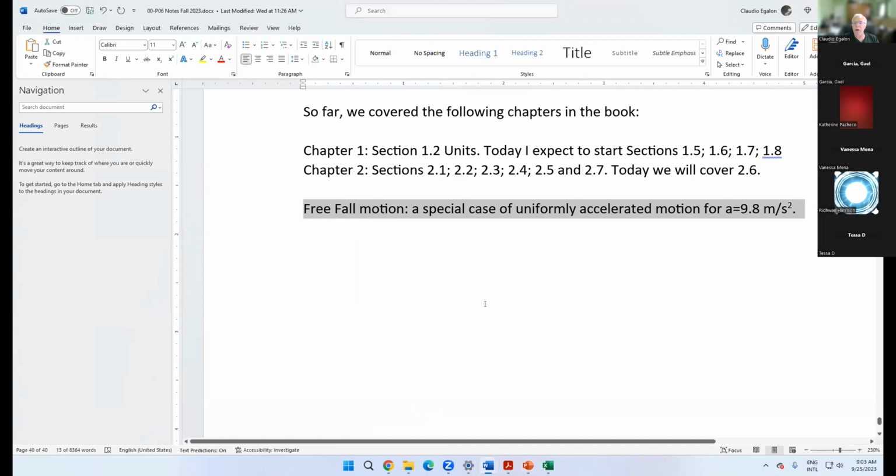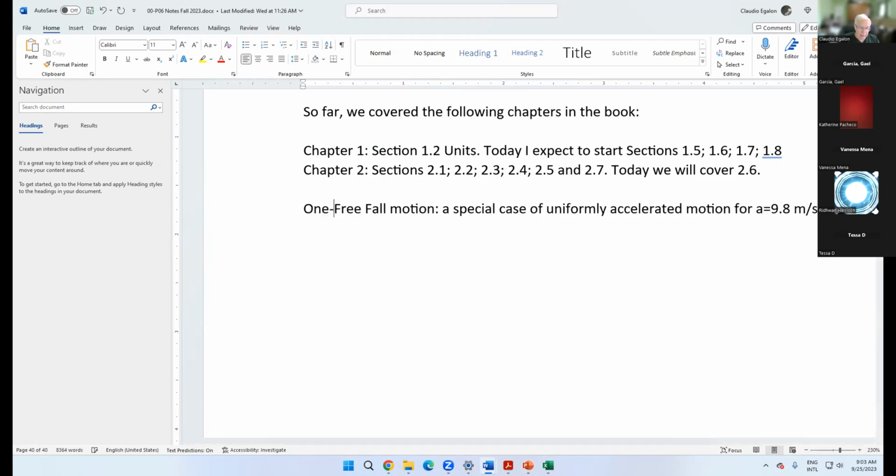So that's the definition of accelerated motion. That's the definition of free fall motion, whenever the acceleration of the object is uniform at a value approximately equal to 10 meters per second squared. But let's not forget 1D, right? I'm going to write that down. 1D free fall motion.